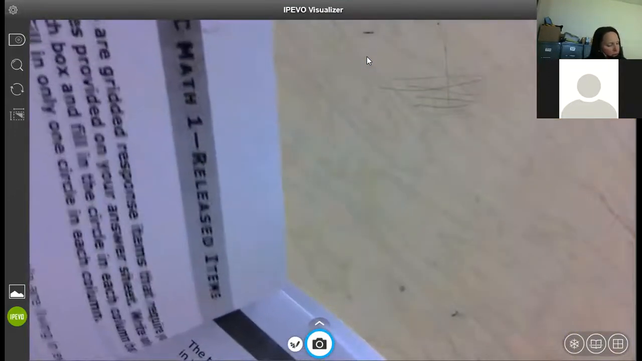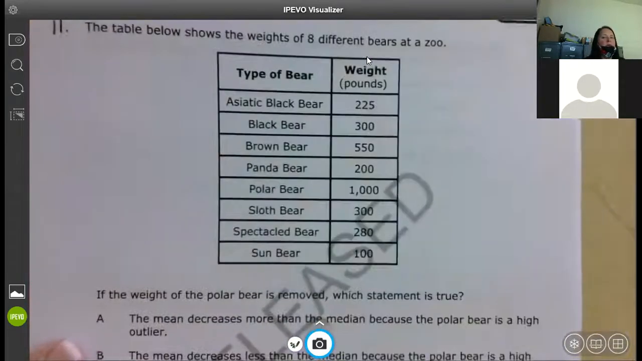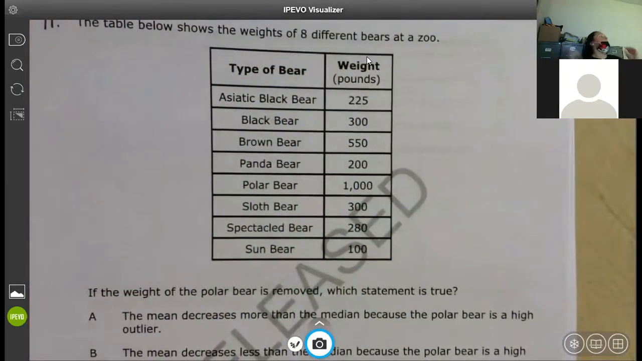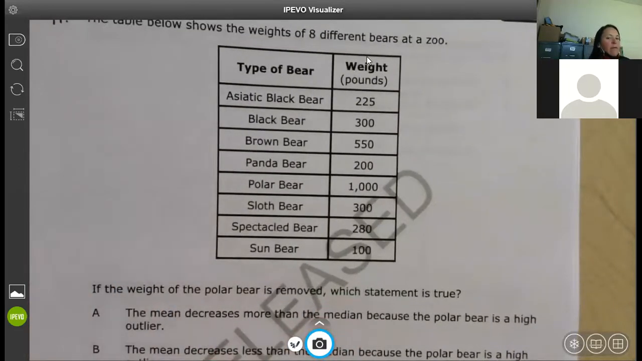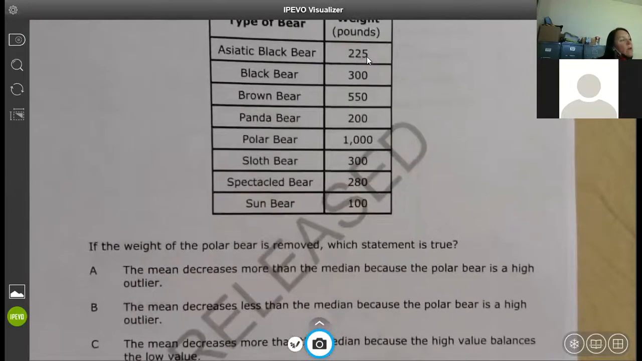Let's see if there are any more. Look at number 11. It's basically the same exact question, so that's why I'm going to it. We have 8 different bears at the zoo. If the weight of the polar bear is removed, which statement is true? The mean decreases more than the median, and so on. So the first thing we need to do is find it with the polar bear and then find it without.